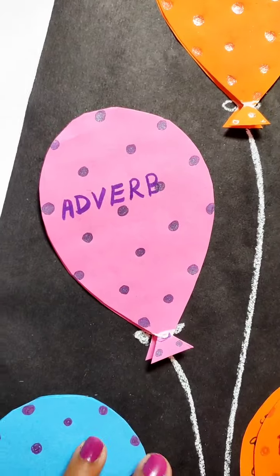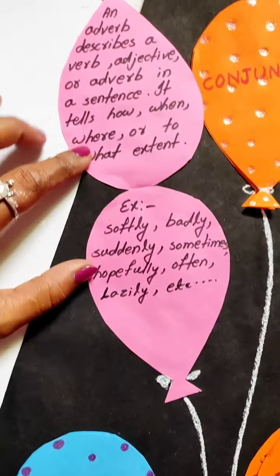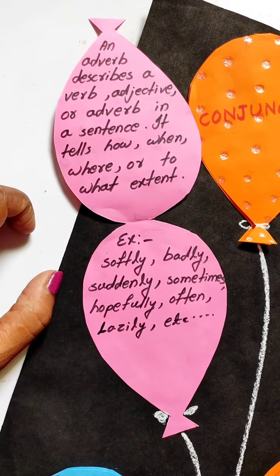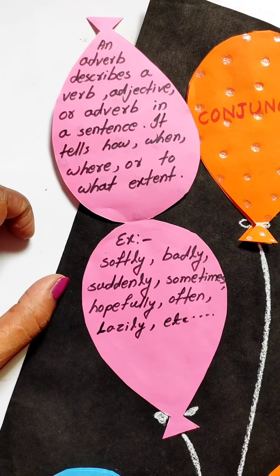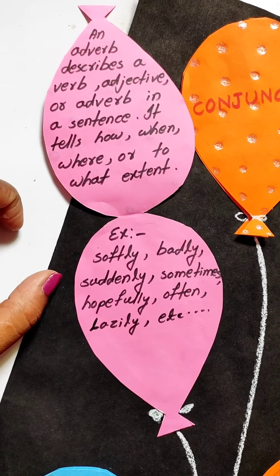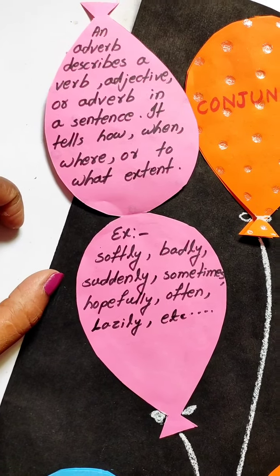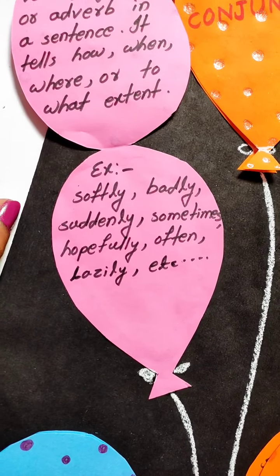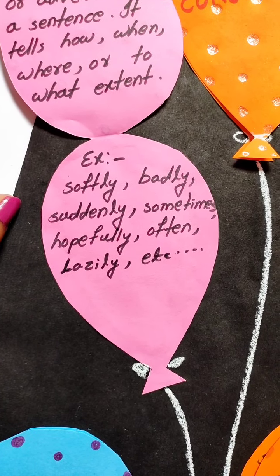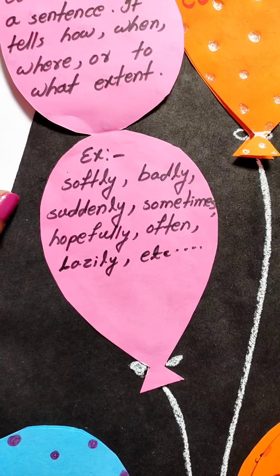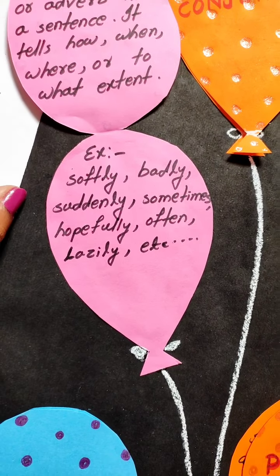Then, adverb. An adverb describes a verb, adjective or adverb in a sentence. It tells how, when, where or to what extent. For example, shortly, badly, suddenly, sometimes, hopefully, often, lazily, etc.